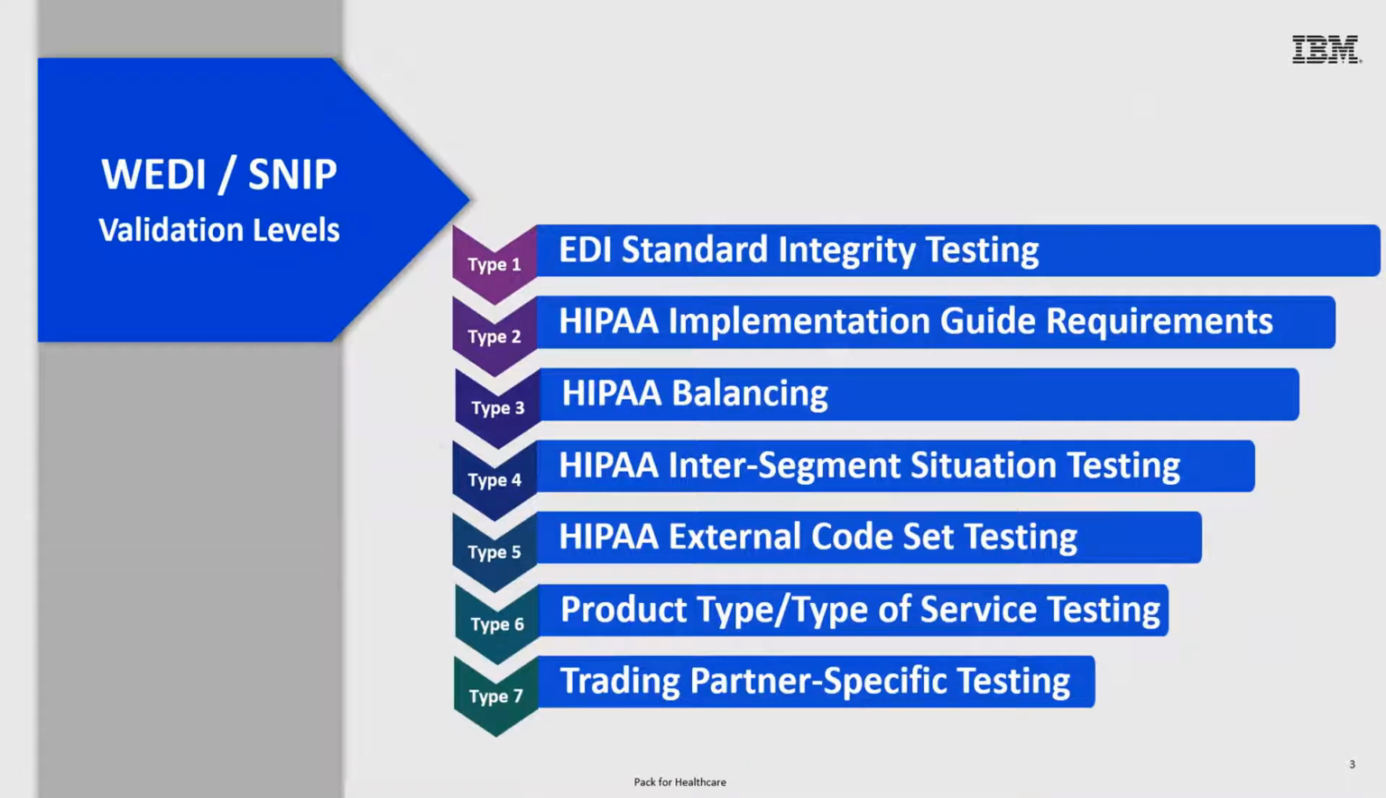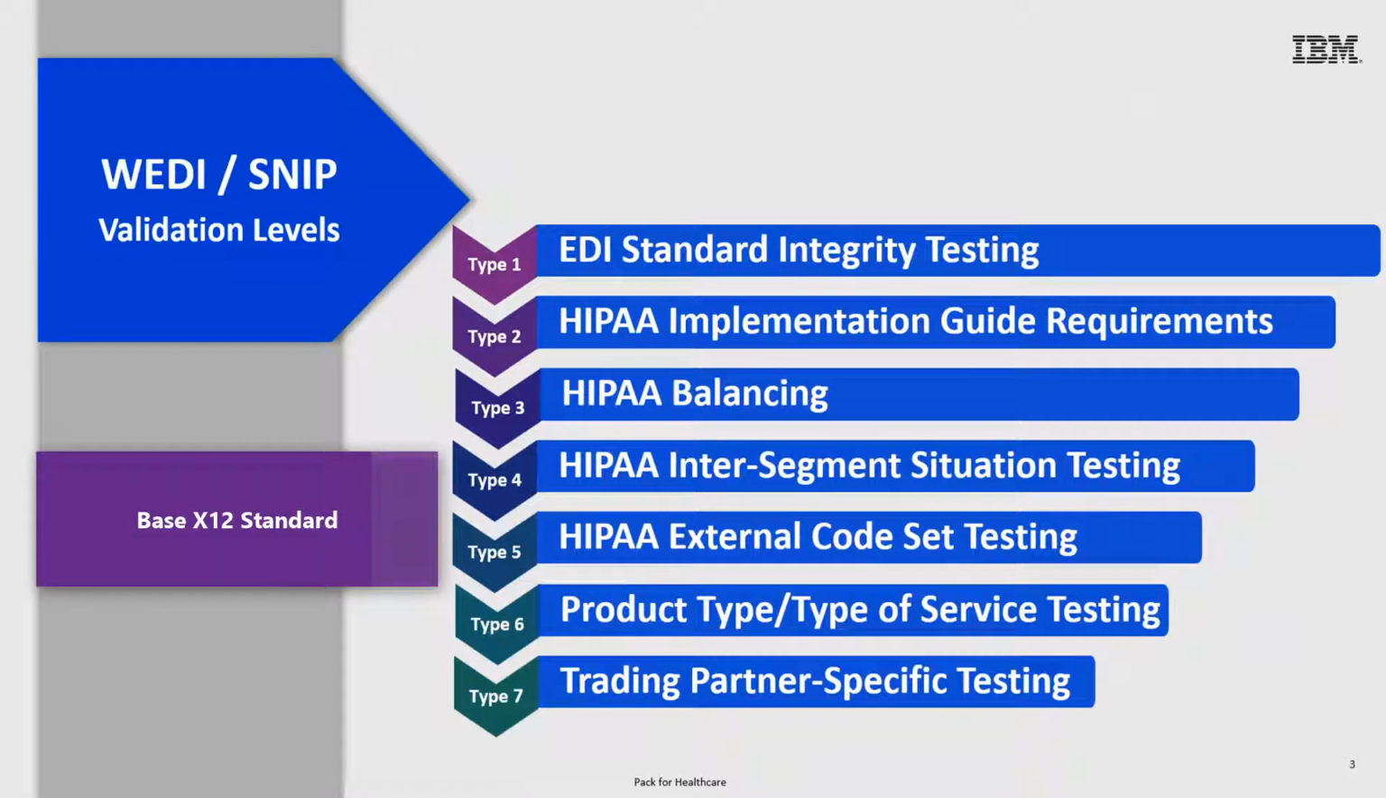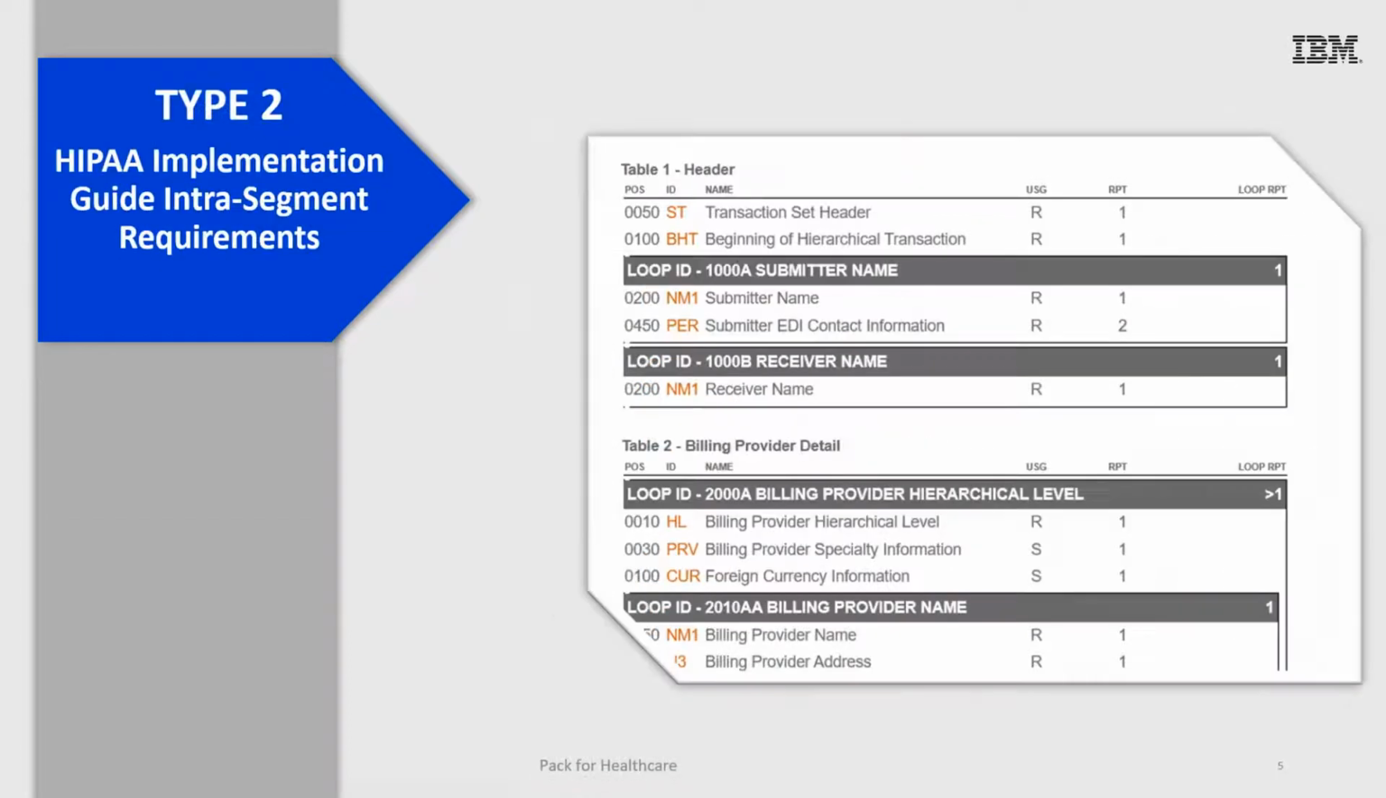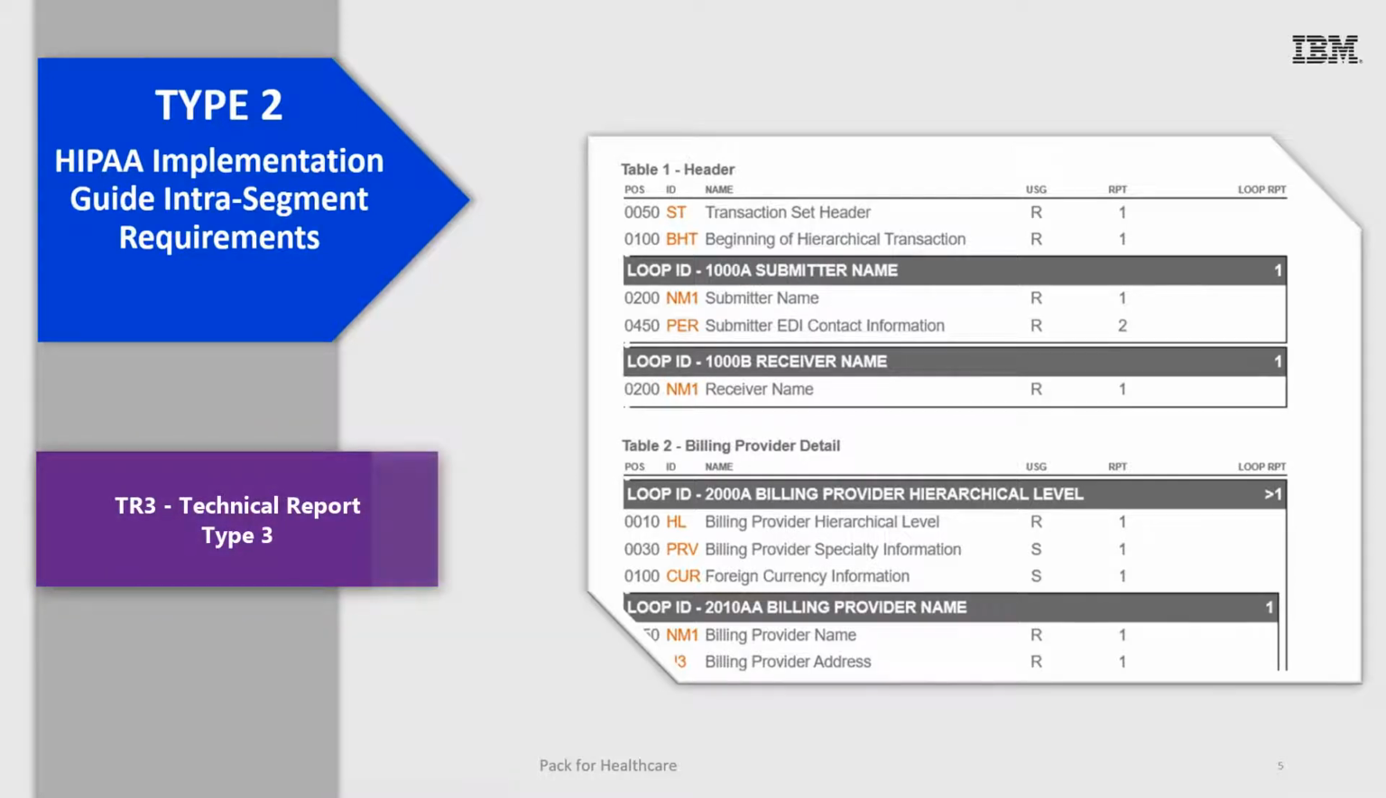For example, WEDI SNIP Type 1 simply means the data will conform to the base X12 standard for the transaction type. For Type 1 validation, a HIPAA 837P professional claim would not be constrained by the HIPAA loop structure and rules, but only by the base EDI standard. The same data could also be validated to Type 2, meaning that it conforms to the basic looping structure and segment content of the HIPAA TR3. The TR3 is X12's name for implementation guides.